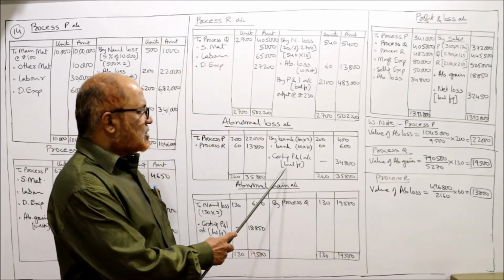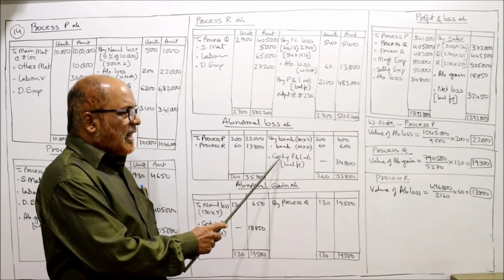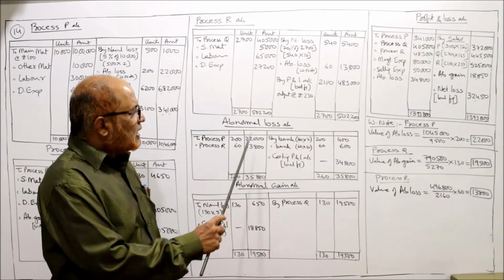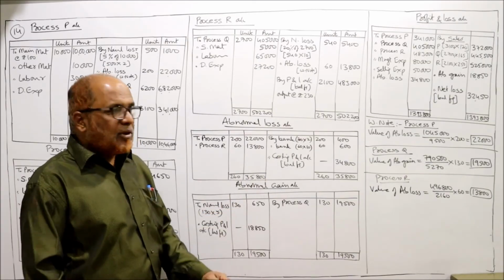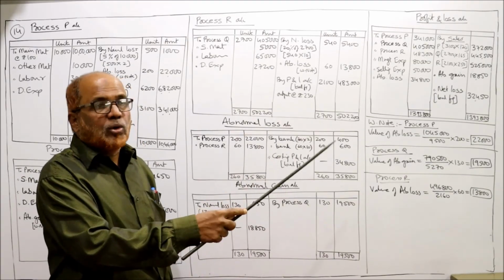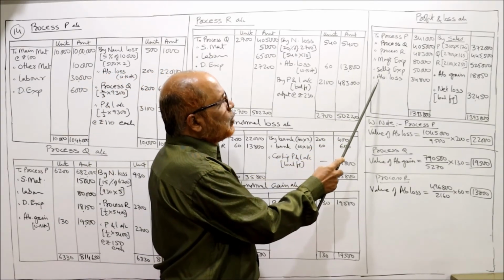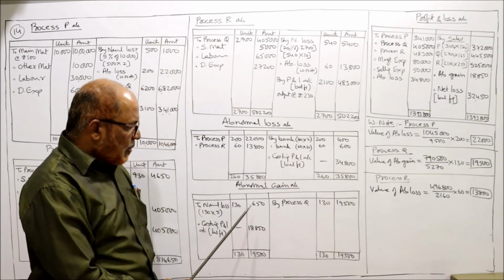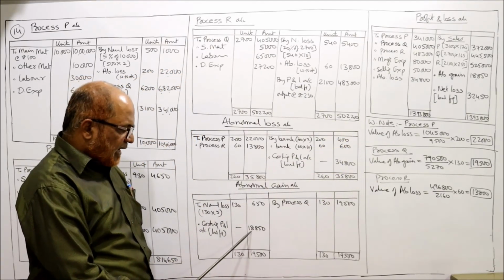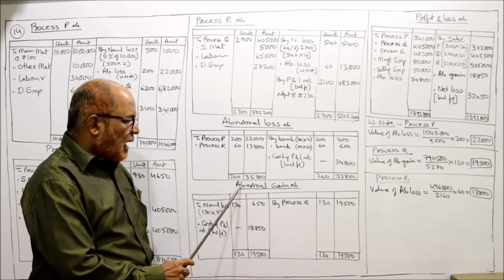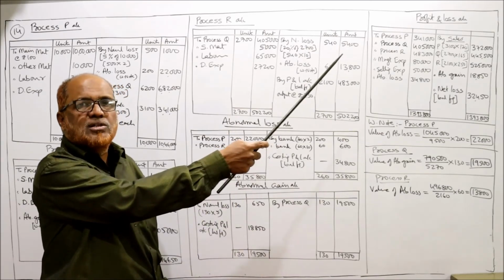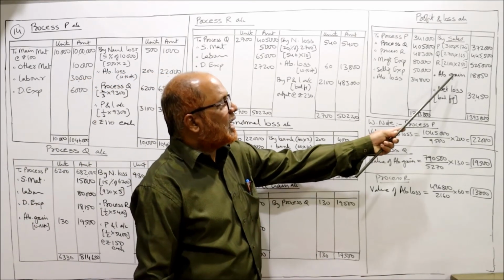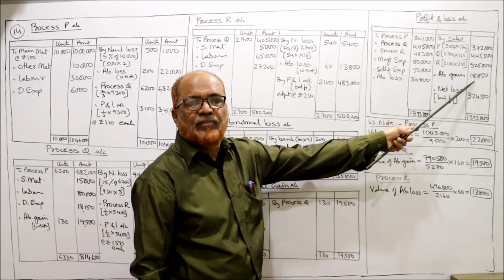Now, abnormal loss. Abnormal loss में balancing figure it is transferred to costing P&L account. The entry is P&L account debit to abnormal loss. Abnormal loss को credit कर दिए, P&L account को debit करेंगे, तो P&L account में debit side to abnormal loss 34,800. अब abnormal gain में transfer करें 18,850. Entry will be abnormal gain account debit to profit and loss account. So abnormal gain is already debited. Profit and loss account will be credited by abnormal gain 18,850.